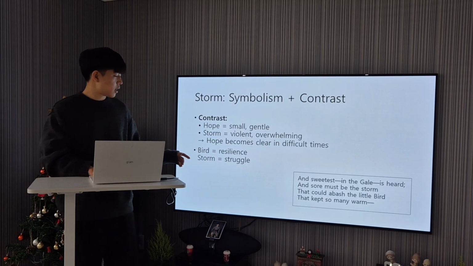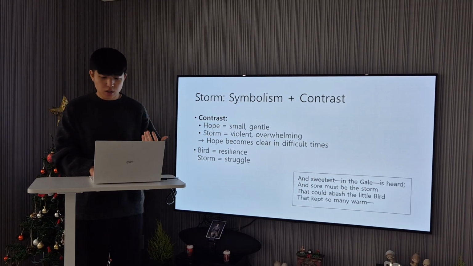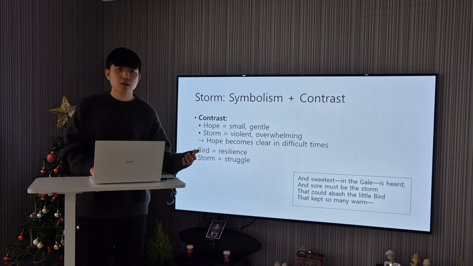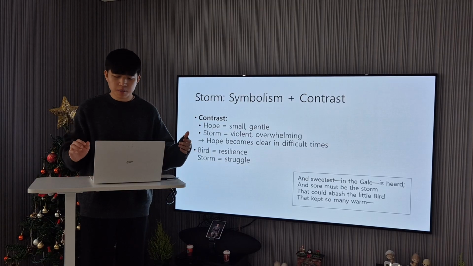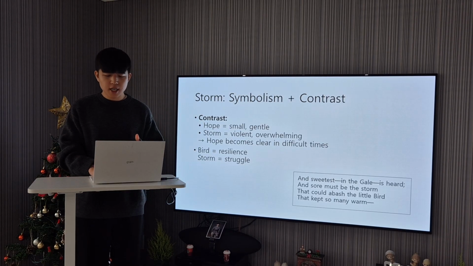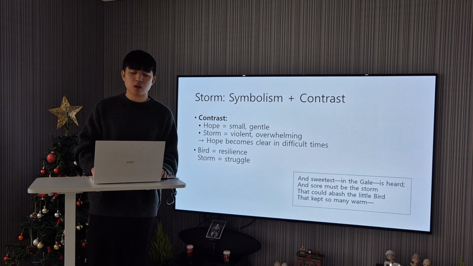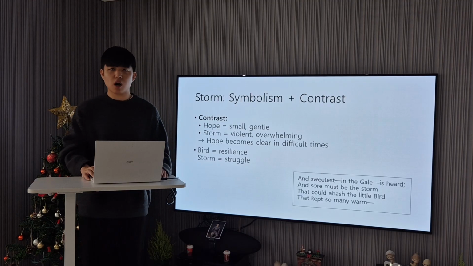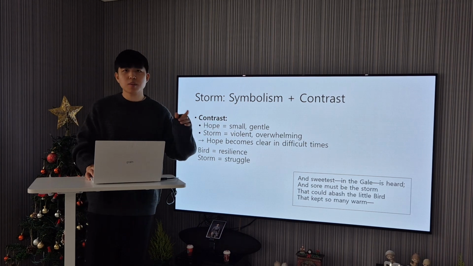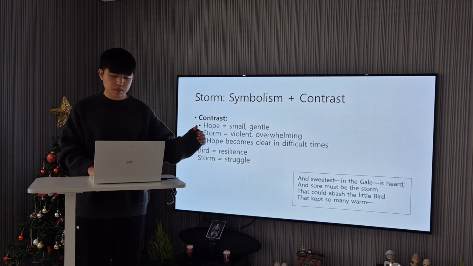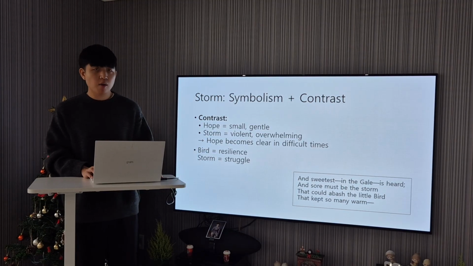And here's something important. Dickinson uses contrast really intentionally. Hope is small, soft, and almost fragile. But the storm is loud, violent, and overwhelming. By putting those two side by side, she's showing us that hope actually becomes clear when everything else is falling apart. When life is easy, you don't really notice hope. But when life gets rough, that's when the song suddenly feels louder and sweeter. So in this stanza, the storm symbolizes struggle, and the little bird symbolizes resilience, the part of you that refuses to break.